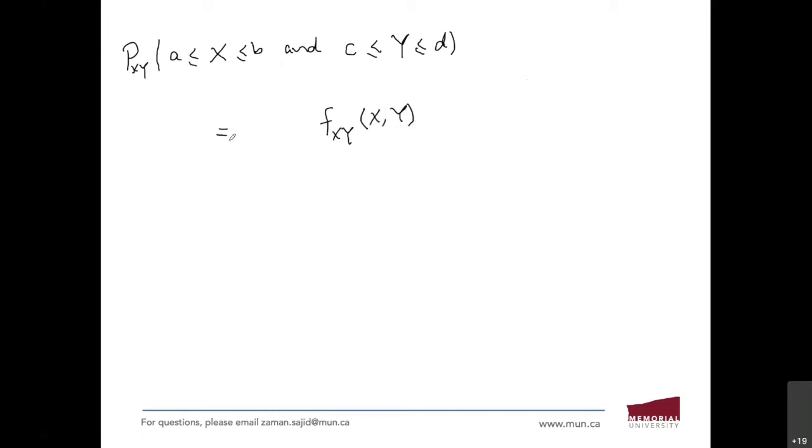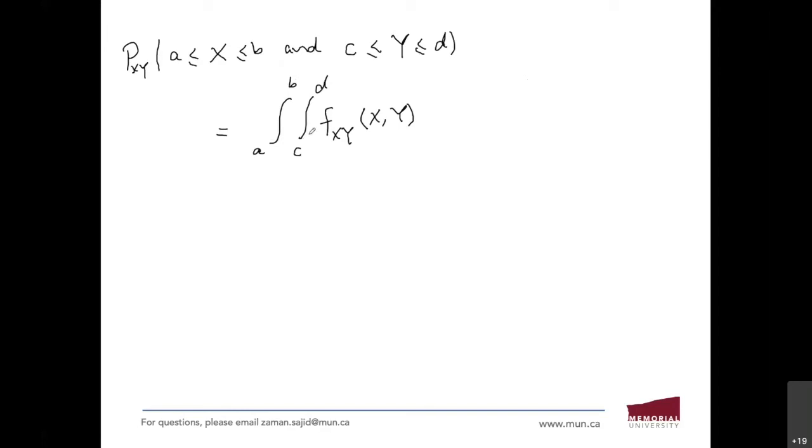Now just pay attention again here. I have two variables here, so I will have two integrals because I'm talking about the continuous random variable. The first integral is for my x, so the limit should be from a to b. The second integral is for my y, so the limit should be from c to d.